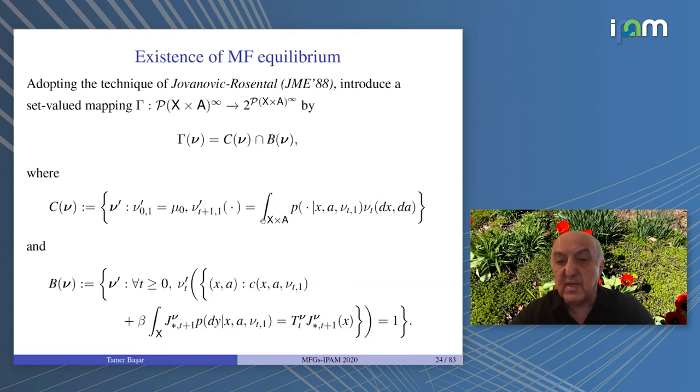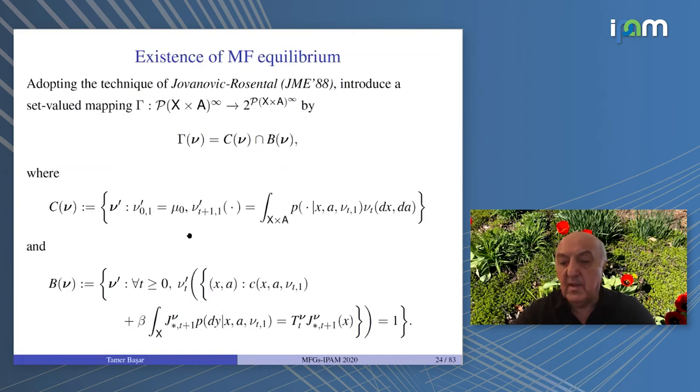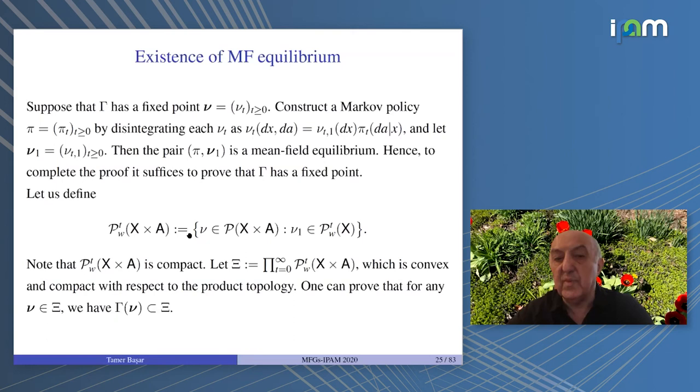And then the second set essentially says that is the optimality set. Under this measure, the set of X and A which satisfies the optimality equation has probability one. Okay, so you have these two, and I'll go very fast over this. If there is a fixed point of this gamma, then that's a mean field equilibrium.